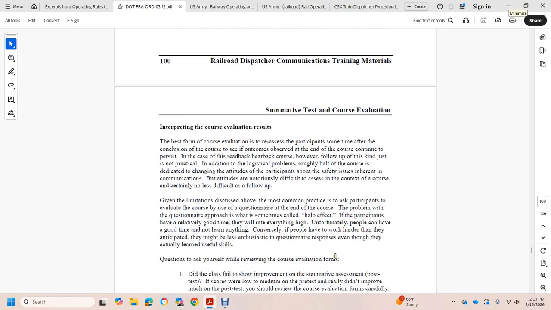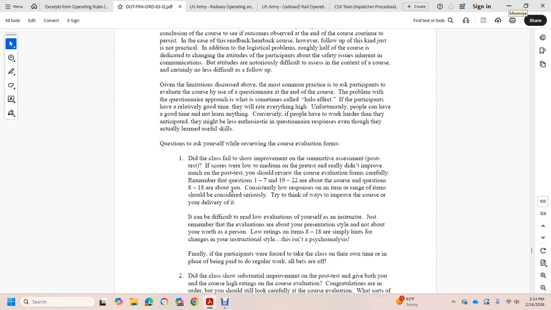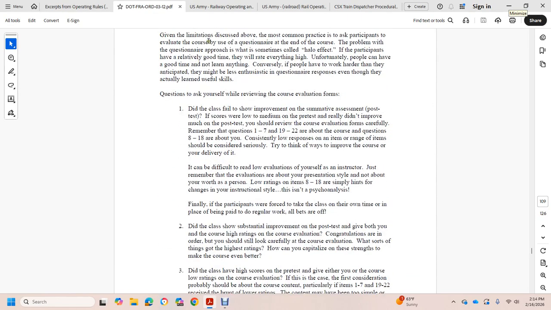Interpreting the course evaluation results is best done over time. Reassess the participants sometime after the conclusion of the course to see if the outcomes based on the end of the course persist. In case of follow-up, there are logistic problems. Roughly half of the course is dedicated to changing attitudes of participants regarding safety issues inherent in communication-based work, but attitudes are notoriously difficult to assess in the context of the course, and certainly no less difficult in follow-up given the limitations discussed above. The common practice is for participants to evaluate the course with a questionnaire at the end of the course. Questionnaire approaches can suffer from the halo effect, where participants who have had a relatively good time rate everything high.